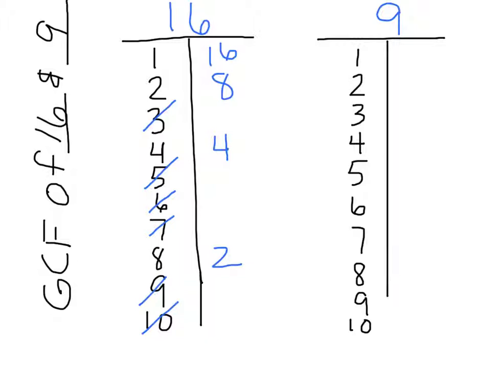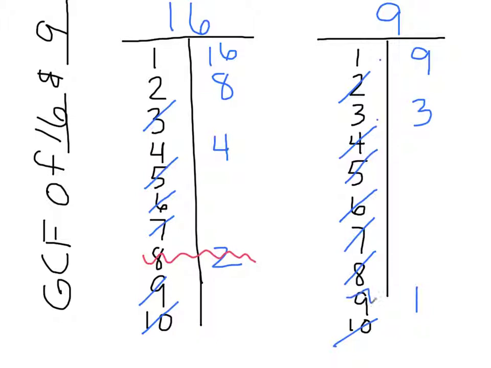I look for the repeats: 1 and 16, 2 and 8, 4 and 4, and then I see 8 and 2. That's a repeat, so we'll get rid of that guy. And then we go over and we do our factors of 9. 1 goes in 9 times, 2 goes in not at all, 3 goes in 3 times, nope for 4, nope for 5, nope for 6 or 7 or 8, and 9 goes in 1 time, and a no for 10. Those are my factors. Look for my repeats: 1, 9, 3, 3, 9, 1. So I get rid of 9 and 1.